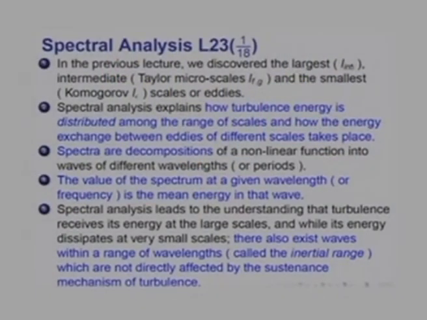So, we recall that in the previous lecture, we discovered three characteristic length scales of turbulence. One was the largest, the integral length scale, L_int, which was obtained by integrating the spatial correlation coefficient. Then the intermediate Taylor microscales, L_f and L_g, f being longitudinal and g being transverse length scale. And then the very smallest scales which we call Kolmogorov scales, L sub epsilon, where energy dissipation takes place because of the strong influence of viscosity.